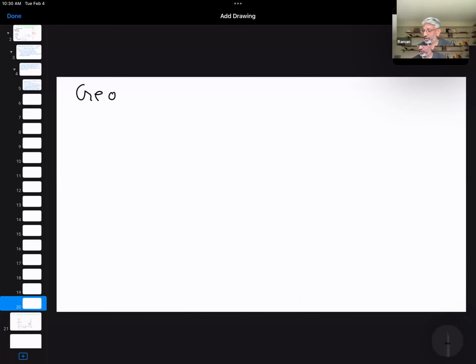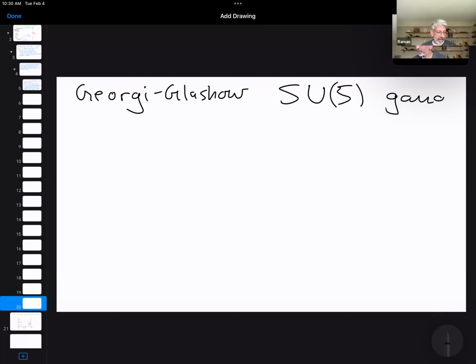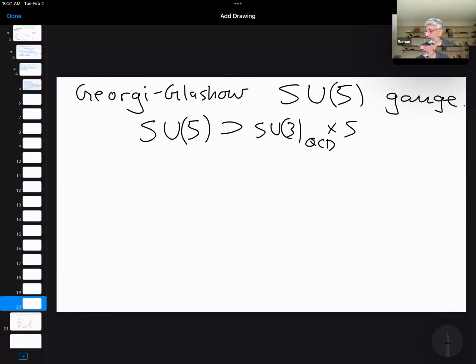Georgi-Glashow grand unified theory, which is a gauge group SU5. Okay, and the remarkable observation, well, one is an easier one, which is just that SU5 contains the standard model gauge group as a subgroup. And once somebody tells you that, it's not hard to check how it would work.